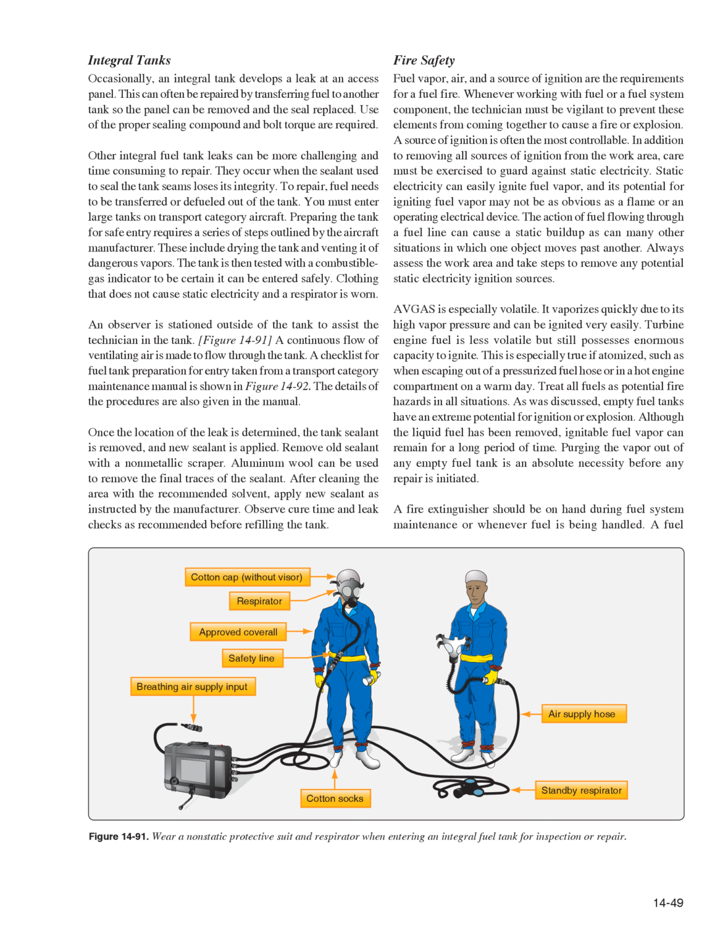A checklist for fuel tank preparation for entry taken from a transport category maintenance manual is shown in Figure 14-92. The details of the procedures are also given in the manual. Once the location of the leak is determined, the tank sealant is removed, and new sealant is applied.